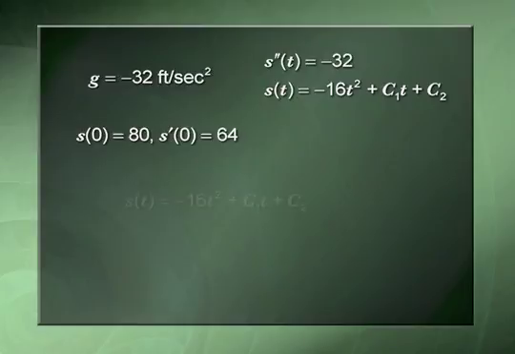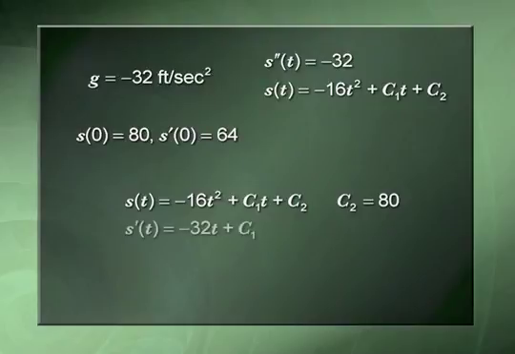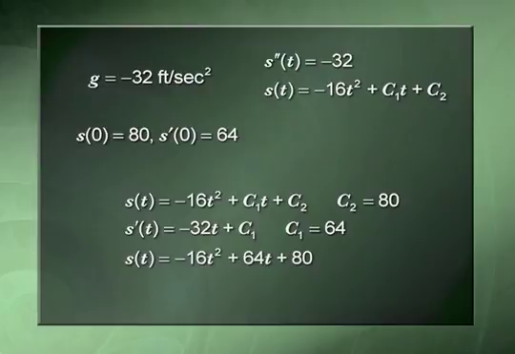Here we go. Remember, the function is S of t is minus 16t squared plus C1t plus C2. Now, plug in 0 into that equation. The first two terms disappear, and you're left with C2 equal to 80, because S of 0 is 80. So now we know C2. Now take the derivative, minus 32t plus C1, and plug in 0 for t. And you get the equation that C1 is 64. So the particular solution to our problem, to this second order differential equation, is minus 16t squared plus 64t plus 80. Good.